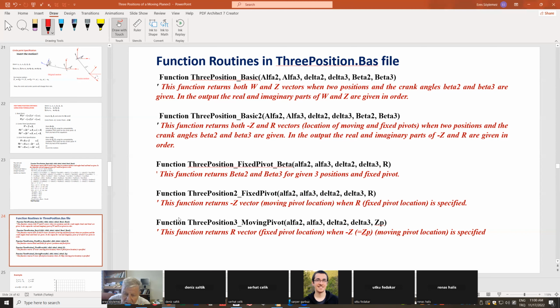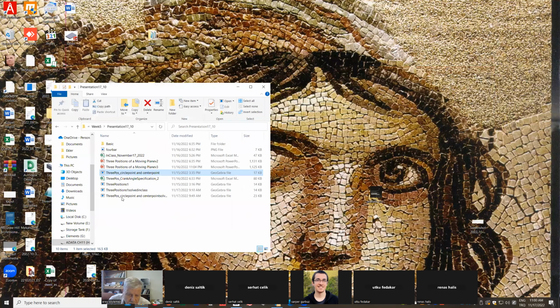That's it. And this function, 3 position 3 moving pivot, given alpha 2, alpha 3, delta 2, delta 3, ZP, which is minus D, returns the center point location, the fixed pivot location. ZP is minus Z. The moving pivot location is specified. Let me show this in class. Okay.